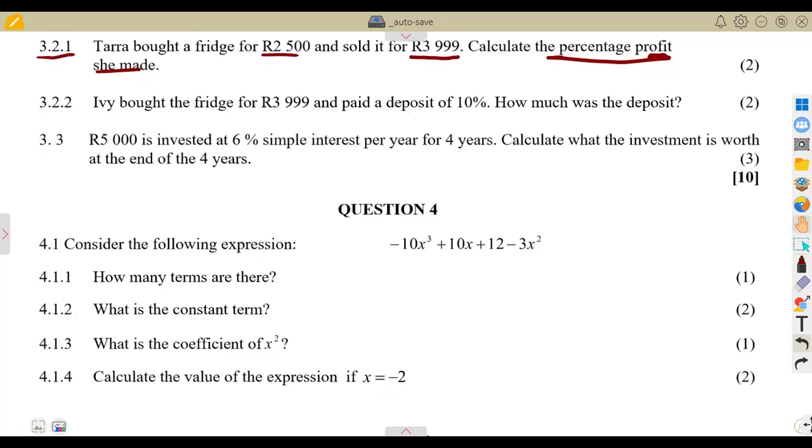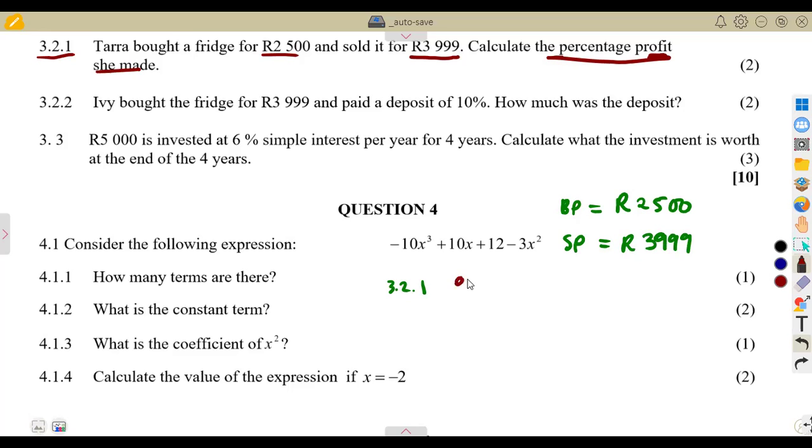So it follows, I'm just going to use this space here, 3.2.1. If you are calculating the percentage profit, you've got two things here. There is the buying price, which is 2,500. She bought this with 2,500 and sold it. So you also have the selling price, which is 3,999. This is what you're given. And what you need is to calculate the percentage profit. So I'm just going to write it in short.